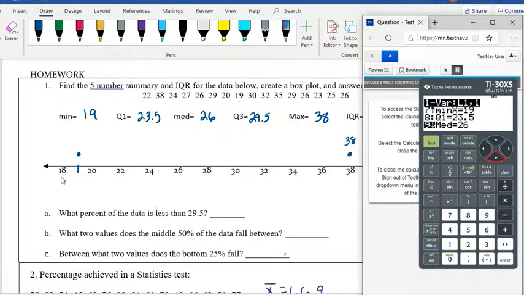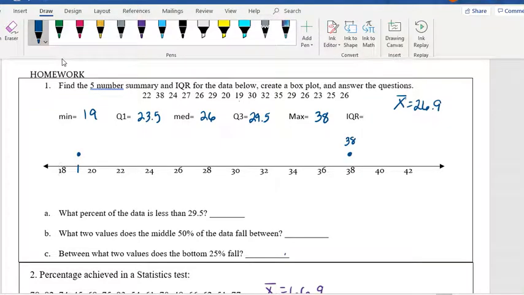So now I'm going to go over here and plot what I have. Starting with that, I've got the 19, I've got the min and the max drawn in. So Q1 is 23.5. This is my Q1. And 26, that's the median. I would write 26, but I've got the number 26 down here, so I'm good with that. Anytime I don't have the number, I will write it above it, 29.5, and that's my Q3.